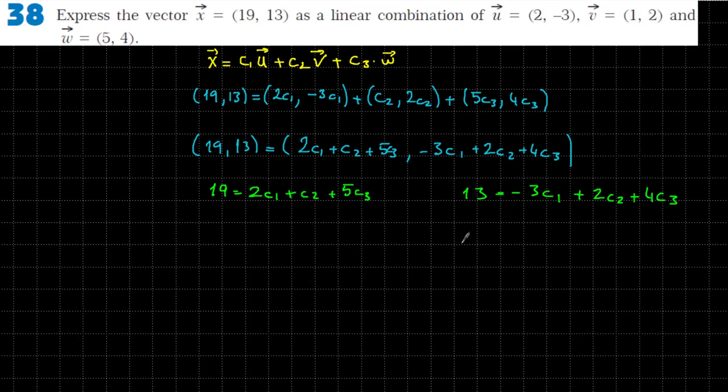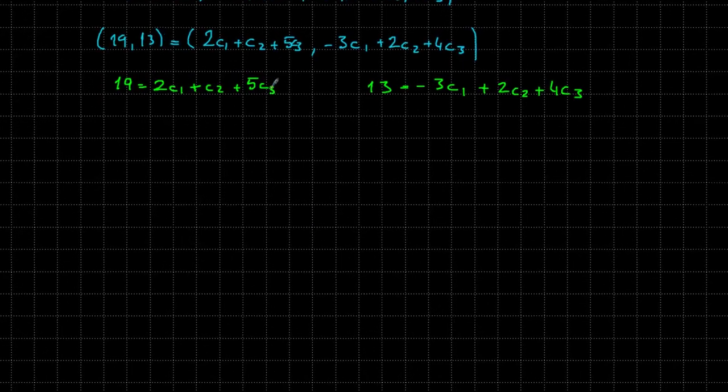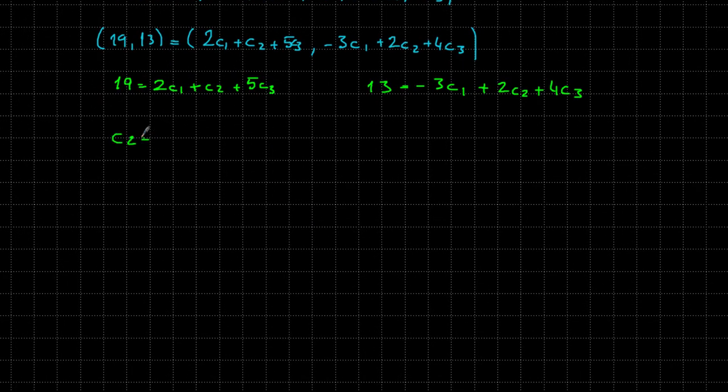c1 or c2 in terms of the others. So I'm going to leave c2 alone here. c2 is equal to 19 minus 2c1 minus 5c3. So we are going to replace this one in the second one: 13 is equal to minus 3 times c1 plus 2 times (19 minus 2c1 minus 5c3) plus 4c3.